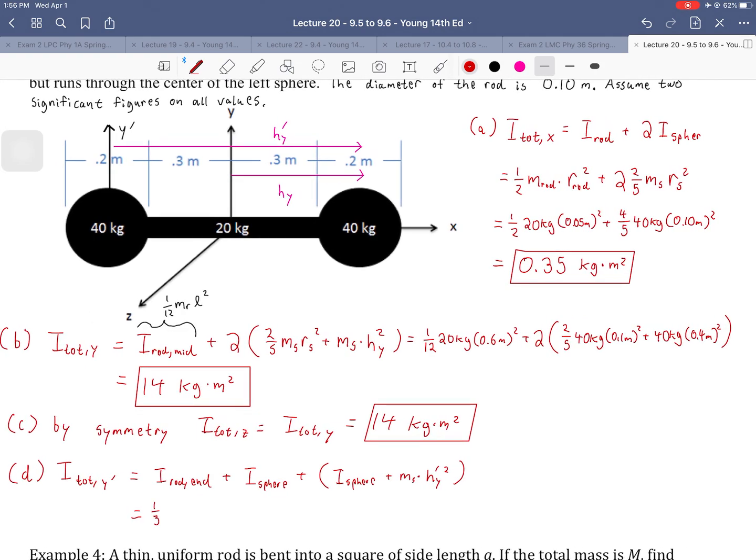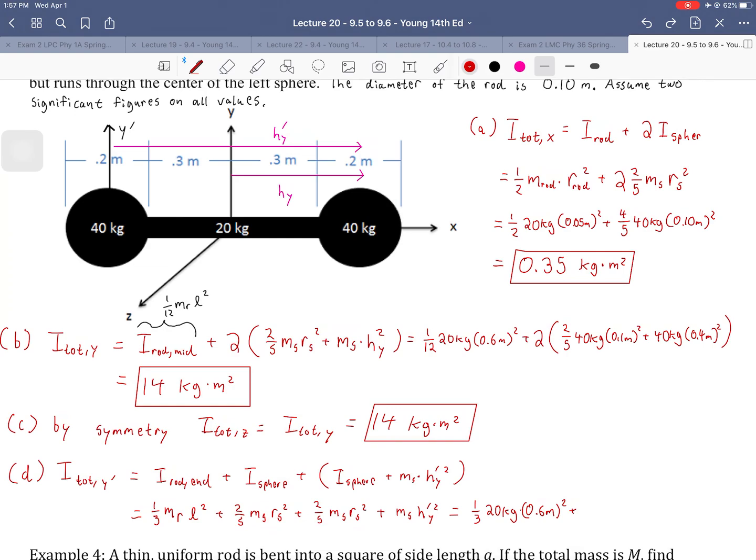All right, so I'll write out the expression first: 1/3, because that's a rod about its endpoint, times ms and then L squared. And then we're going to have the sphere, so 2/5 ms rs squared. Then the sphere again, so 2/5 ms rs squared. Then we'll have the offset, so this is ms hy prime squared. All right, let's plug in all our numbers now. So we'll have our 1/3, our 20 kilograms, our 60 centimeters squared.